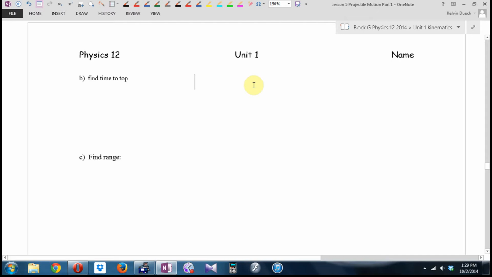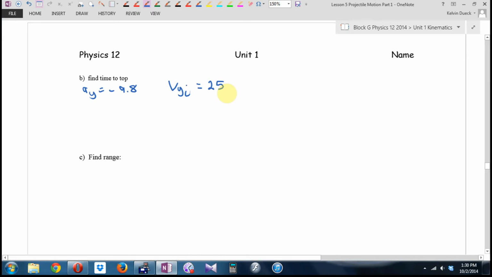So it says time to top. Josh, what does it say? Time to what? I think vertical for top. So right away I'm going to relist my data because I've turned the page. I'm going to say AY equals negative 9.8. I'm going to say VY initial. Was VY initial 25? Yeah? And now I have to think. What else do I know?